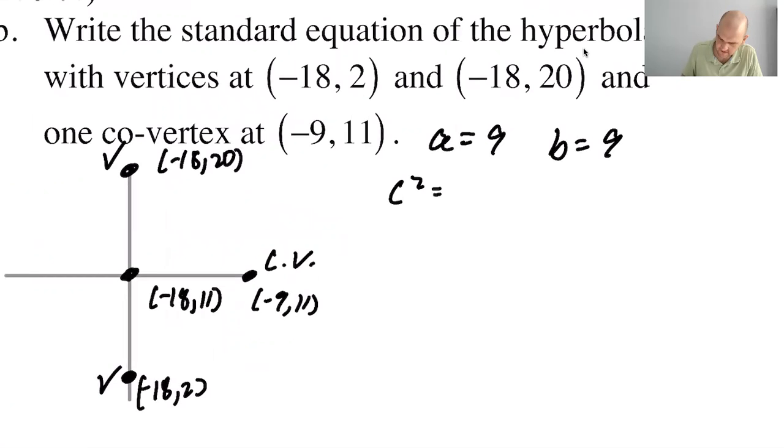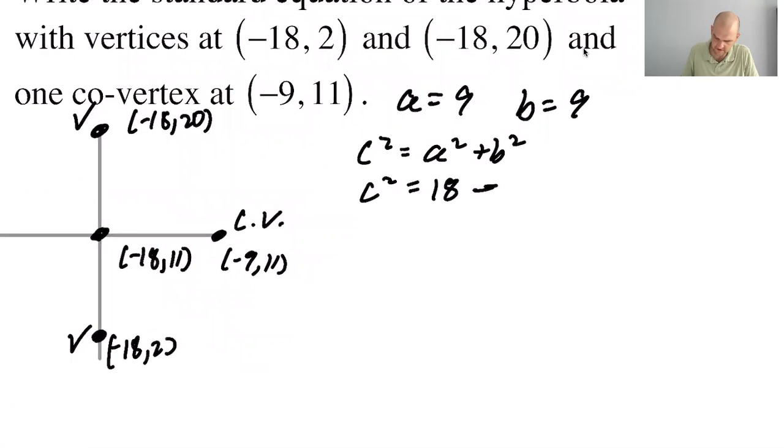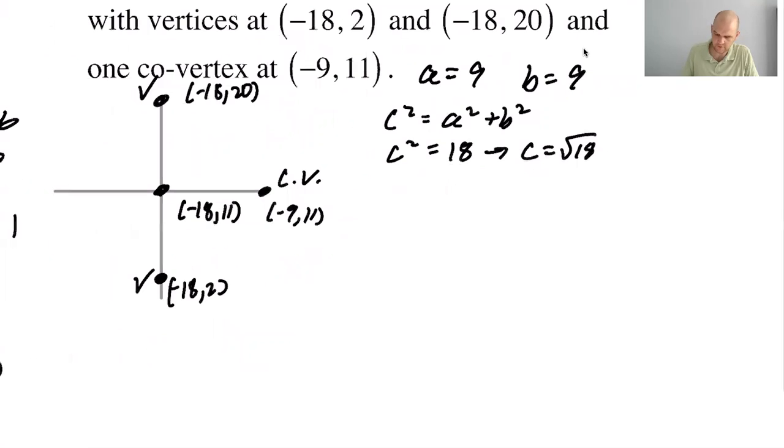C squared is A squared plus B squared. So C squared in this case is 18. So C is radical 18, if you need. Or 3 root 2, because I think we're going to be able to simplify. Is that right? Because A is 9. I was thinking A was 3 because 9, I don't know.